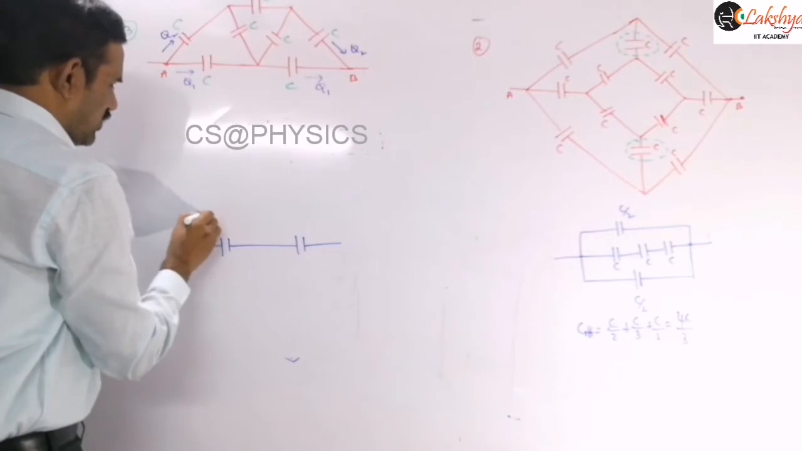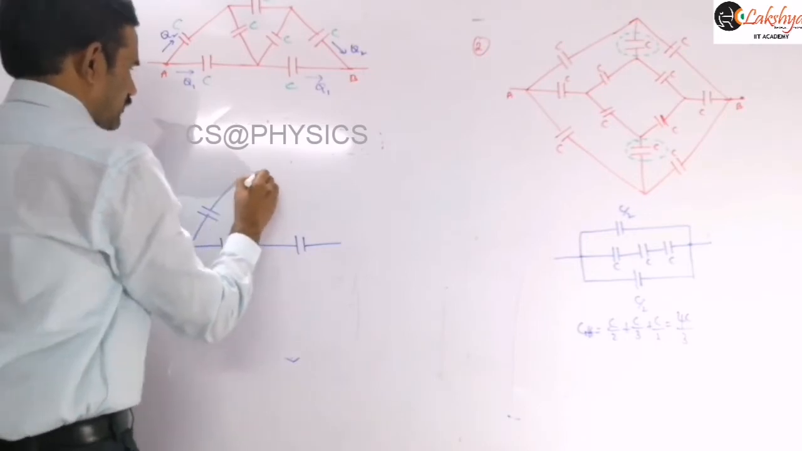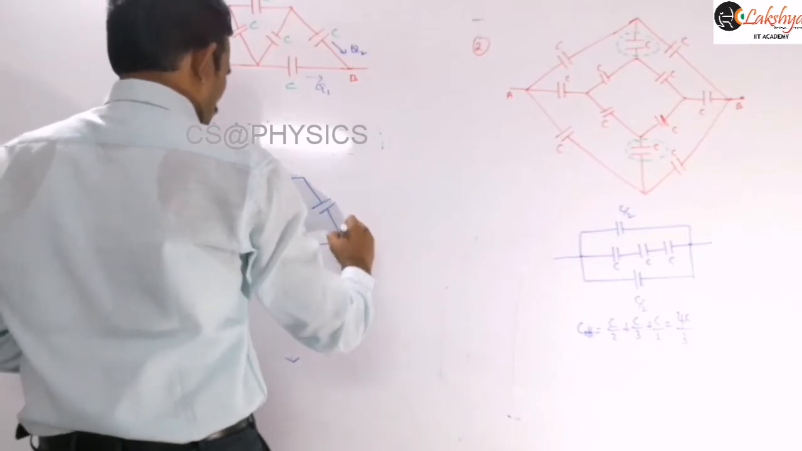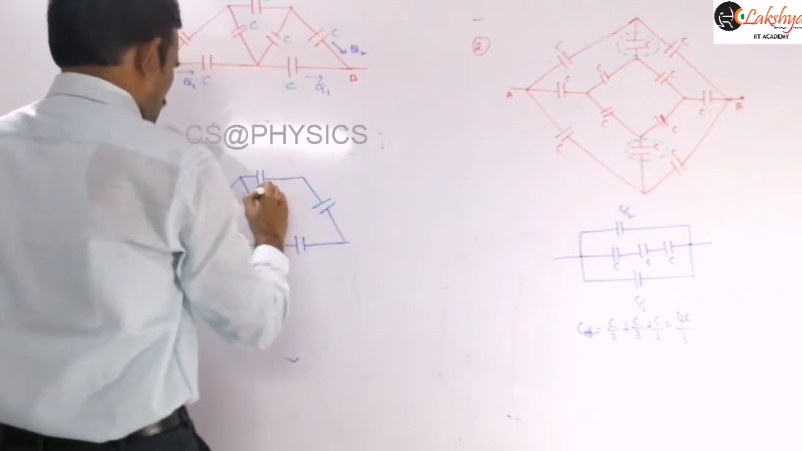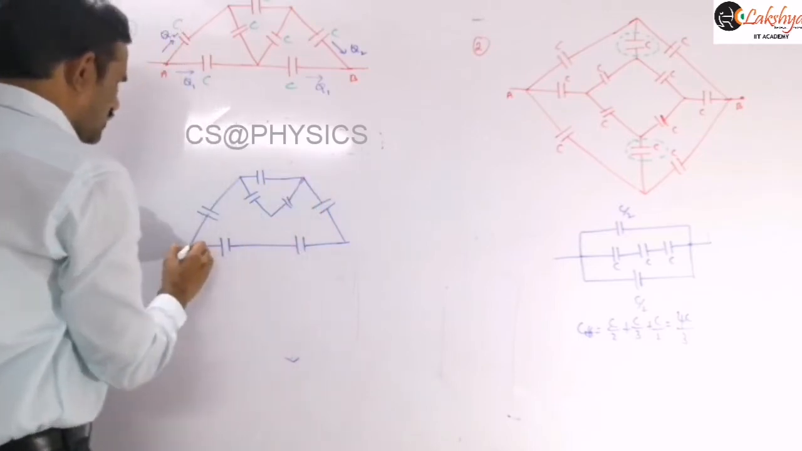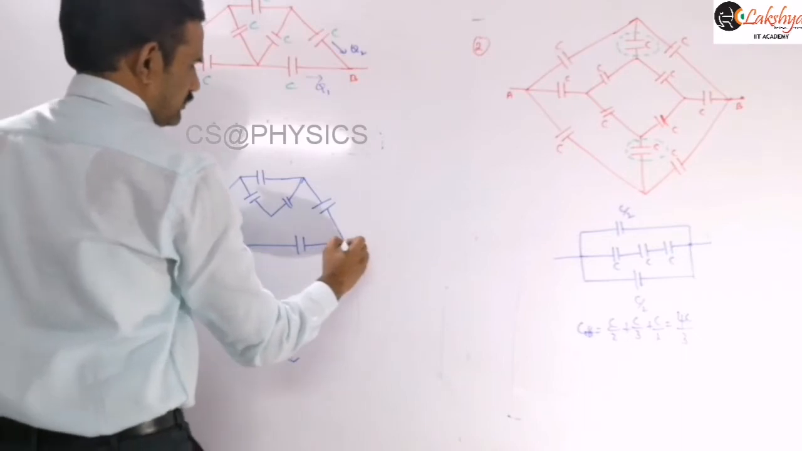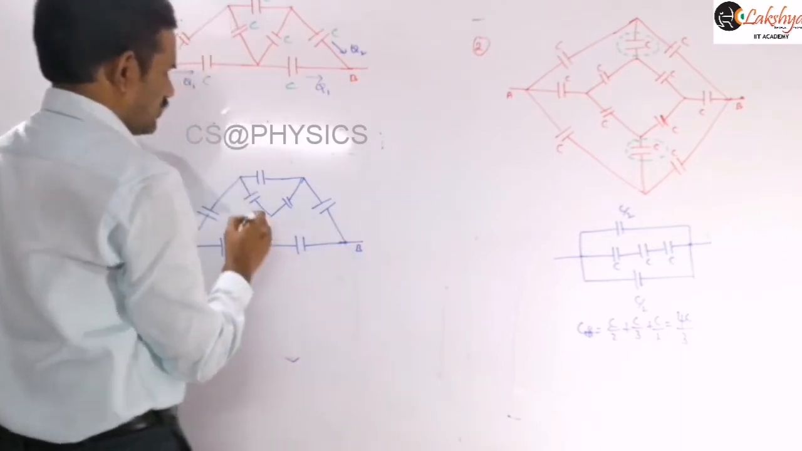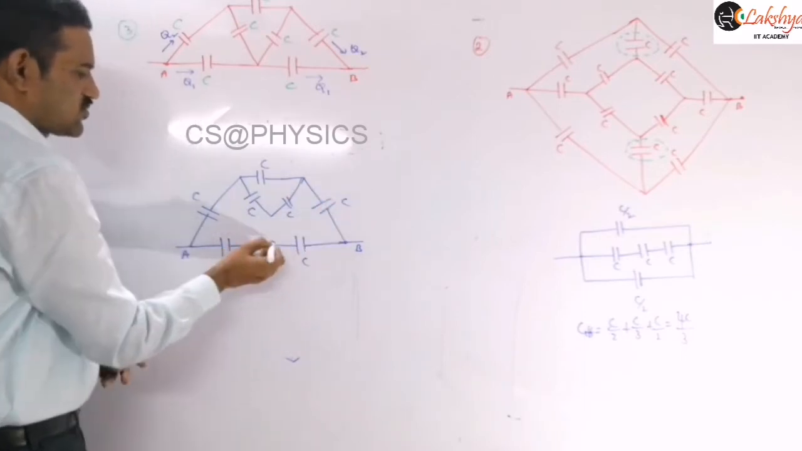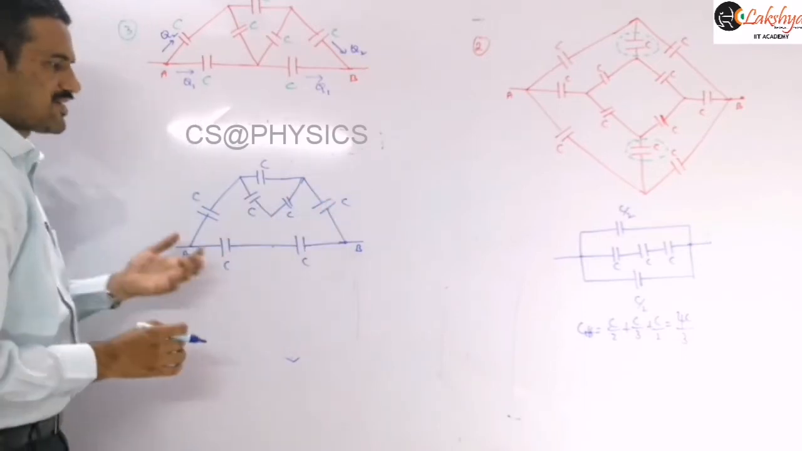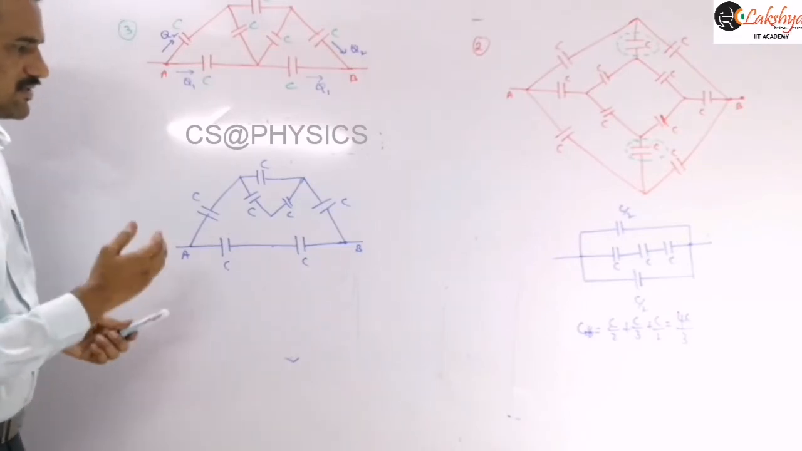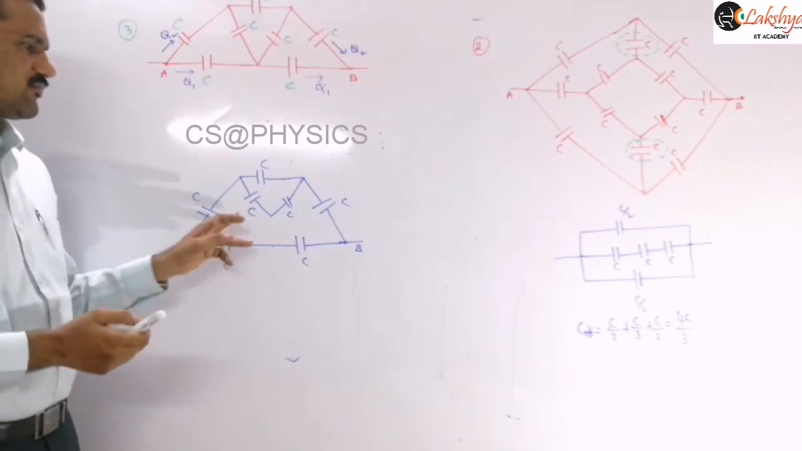So then this is our equivalent circuit. Once that junction is removed, this is our combination, right? So this is our A and B. Now this is C, C, and this is another C, C, and this is C. We are just removing this junction. So once that junction is removed, you can solve the effective capacitance easily.